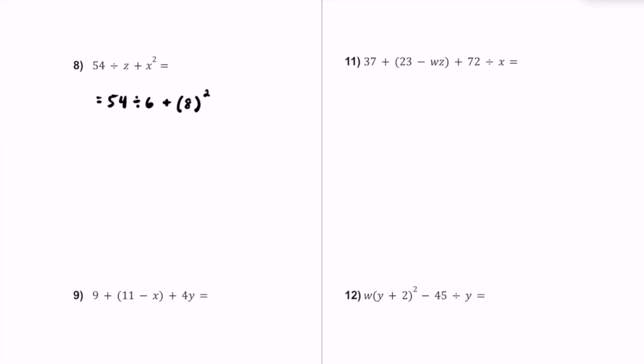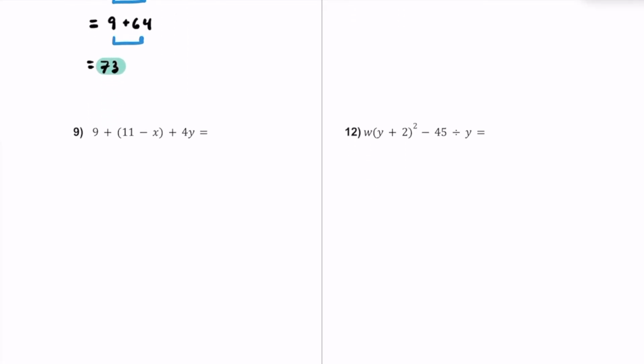Now we have division, addition, and a power. The power is going to go first here, right? So let's go ahead and evaluate that. So we have 54 divided by 6 plus, and what's 8 to the second power? Well, that's just 64. Now between division and addition, division is more important, so it gets to go first here. So 54 divided by 6 is going to be 9. So we have 9 plus 64, and 9 plus 64 is going to be equal to 73. So that would be the value of this expression.